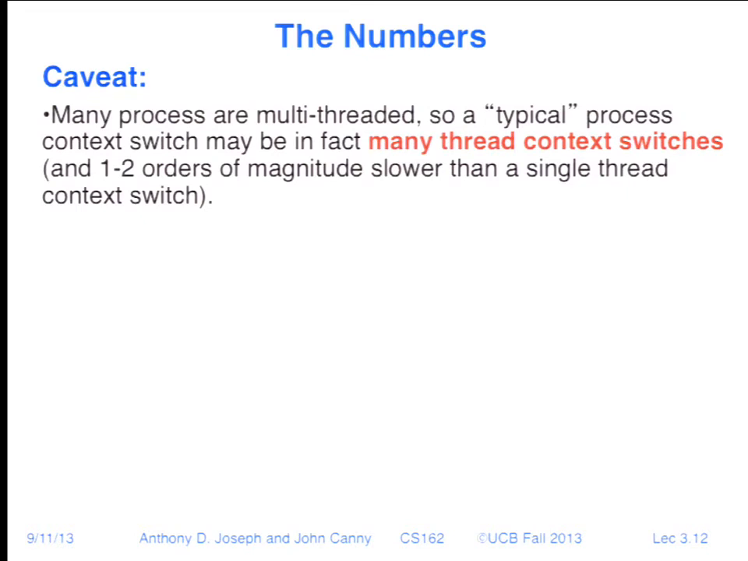All right, but there's a big caveat, and we got into this already, which is many processes are multi-threaded. We have to be a bit careful what we mean by a context switch for one of those processes. That's more typically called suspending the process. If you actually take all the threads out of the runnable state, then you're really doing 30 or 100 thread context switches. And that's often orders of magnitude slower than single threading.